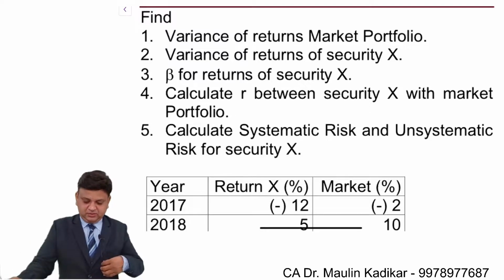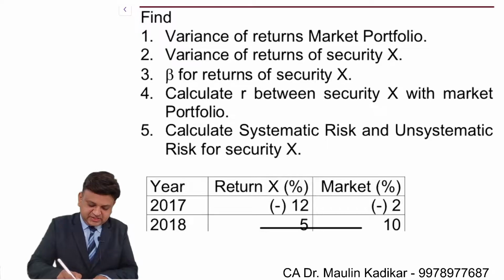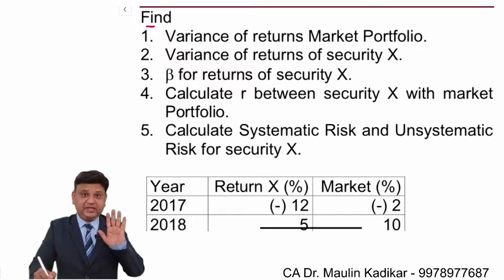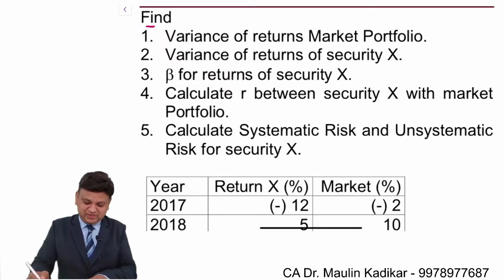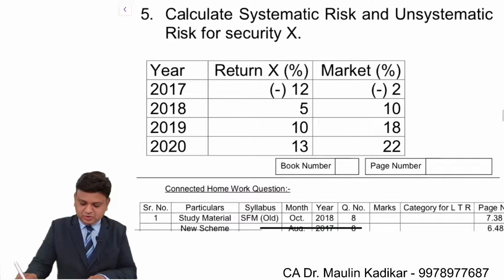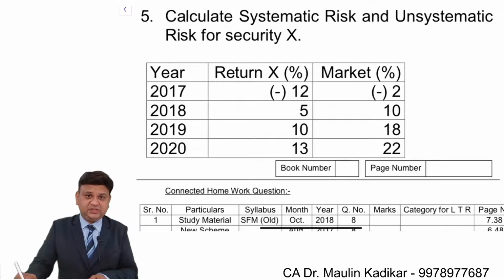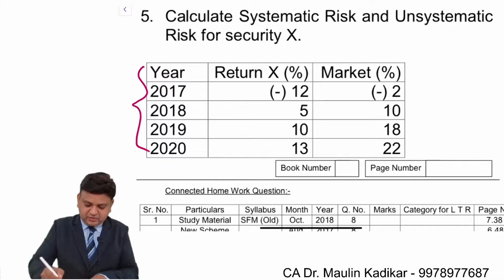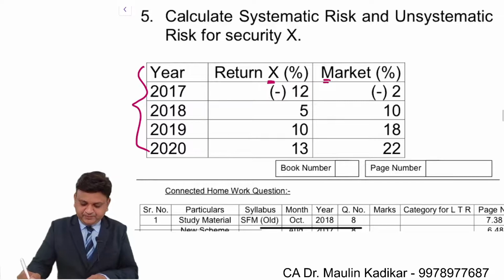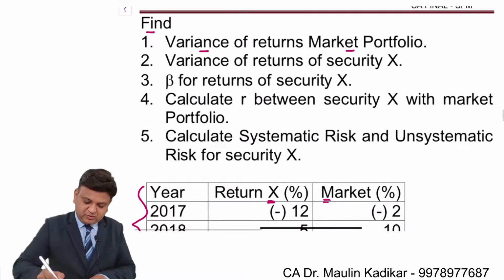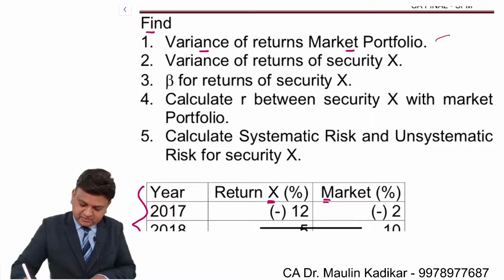Next question. There are 5 questions provided to us. The first is the variance of the returns on the market portfolio. Here is the information provided to us for the past returns of the security and the market. The question says you are required to compute sigma m square. That is the first question.